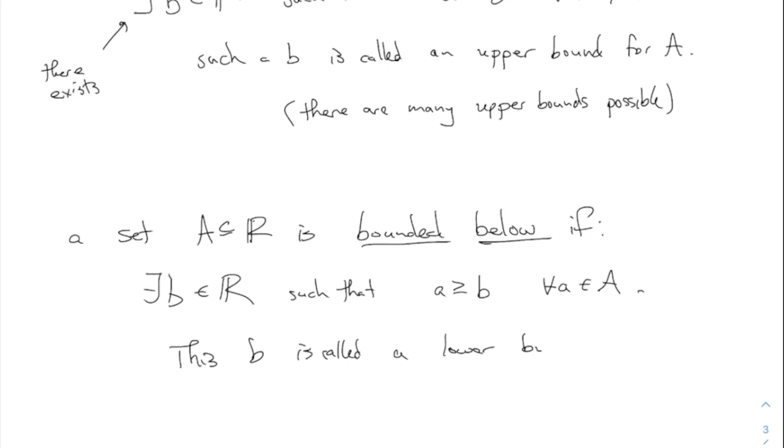And just like before, if there is a lower bound, then there are automatically infinitely many lower bounds, because you could always make the number a little bit smaller, and it'll still be a lower bound. All right, I hope this is simple enough terminology.